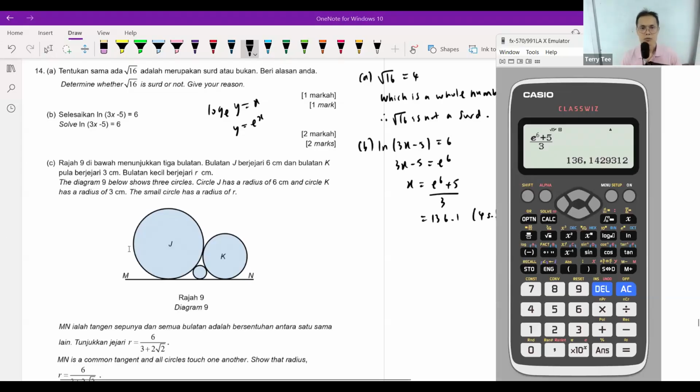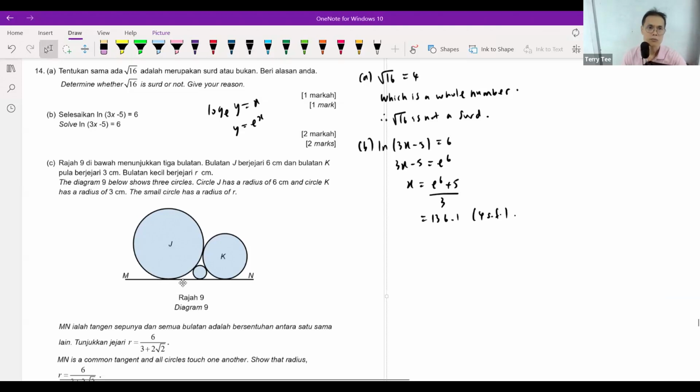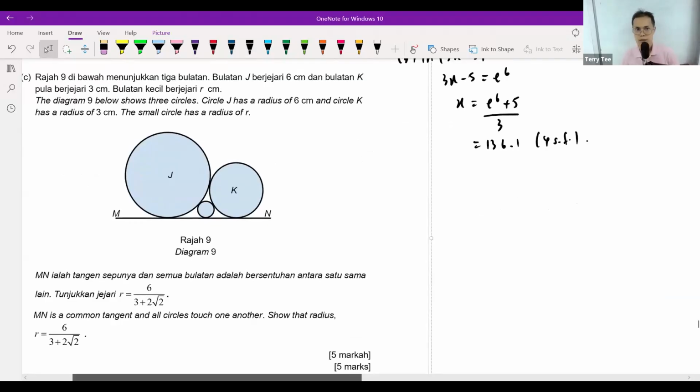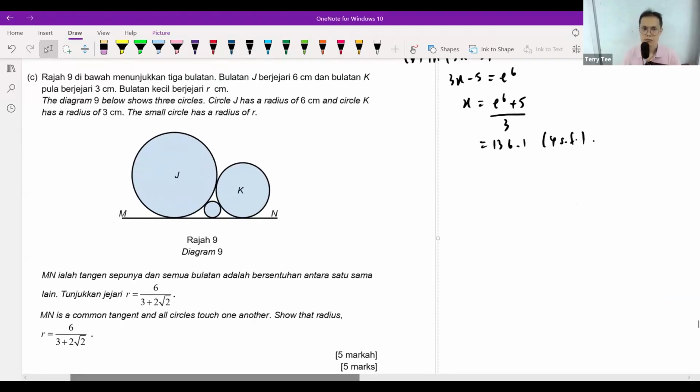Okay, part C is one of the most interesting questions. Actually, you can find this question in your textbook. You're given the diagram here with 3 circles. Circle J has radius 6, circle K has radius 3, and the smallest circle between them has radius r. So you're supposed to show that the radius is equal to this.